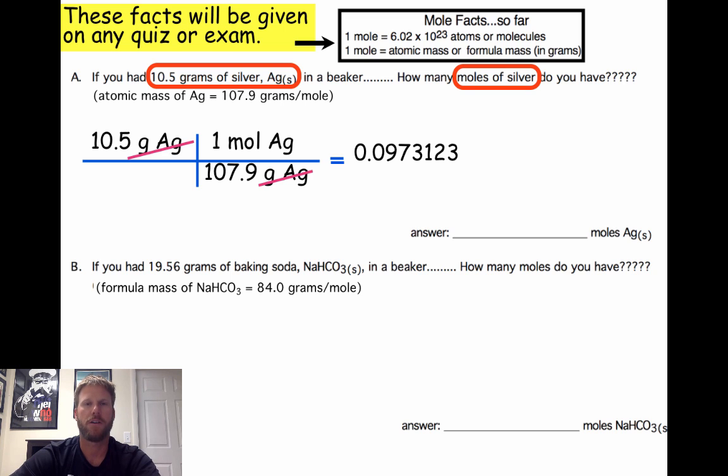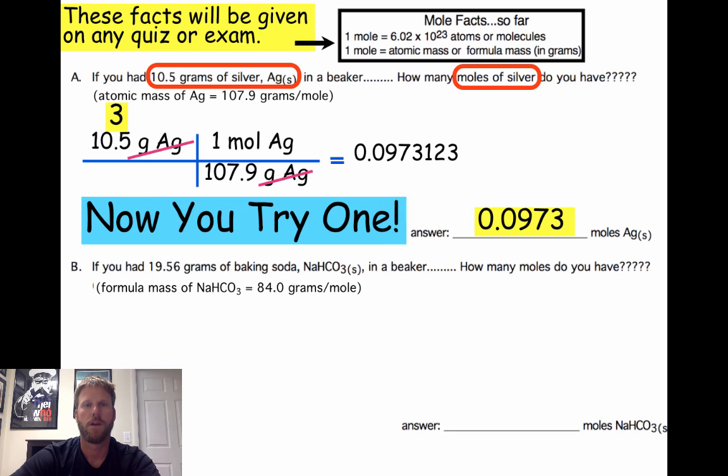Whenever you do a calculation in chemistry, you must think about sig figs. And it's going to be based on the number we start with. So we have 10.5. That is 3 sig figs. So our answer can only be 3 sig figs. So the correct answer is 0.0973 moles.